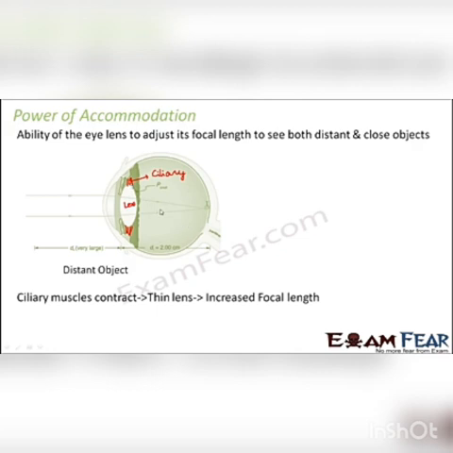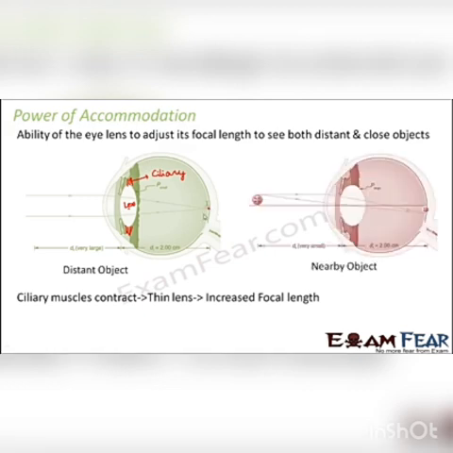That is the point where the rays of light will meet. That point is called focus. So basically the distance of this point from the center of the lens is called focal length. So the focal length will increase in that case, and as a result the image will be formed on the retina.